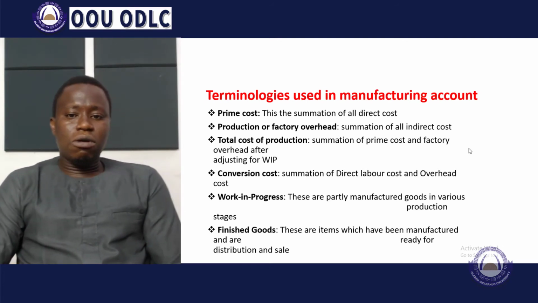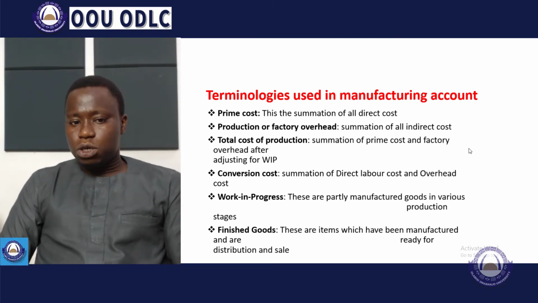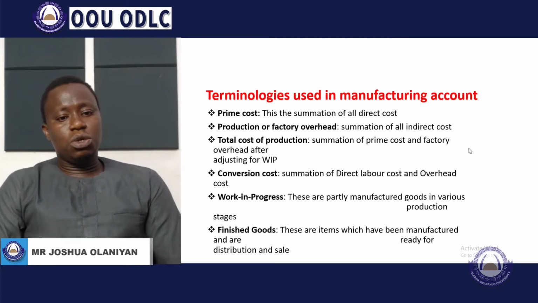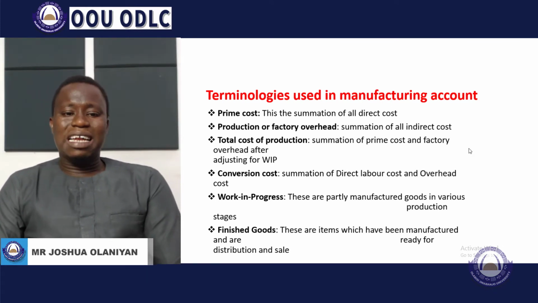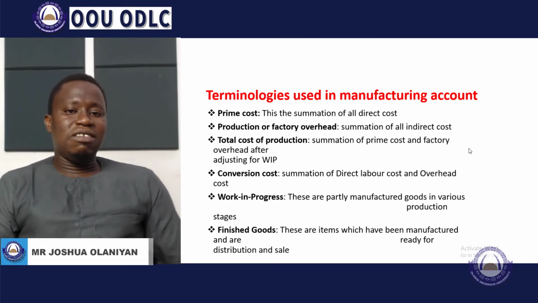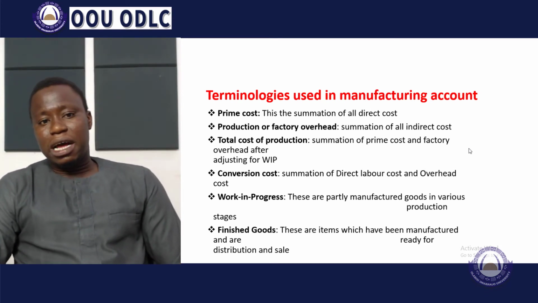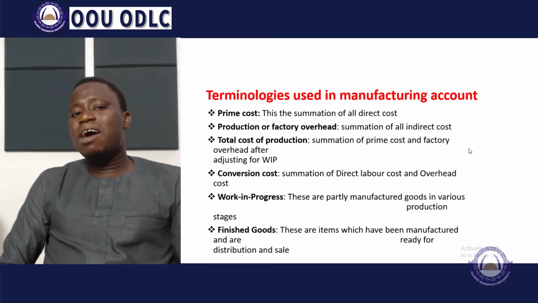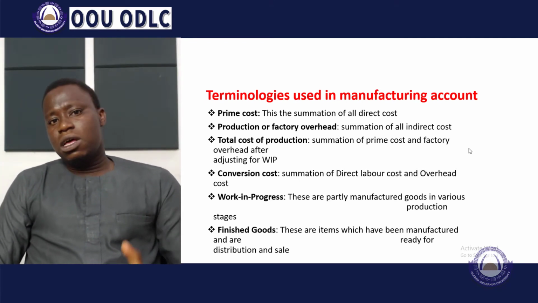The labor cost and the overhead cost is what made up the conversion cost. And lastly, we have finished goods. Finished goods, these are items which have been manufactured and are ready for distribution and sale. So these are the various terminologies that we used in manufacturing accounts. Now, this is how a typical manufacturing account looks like.